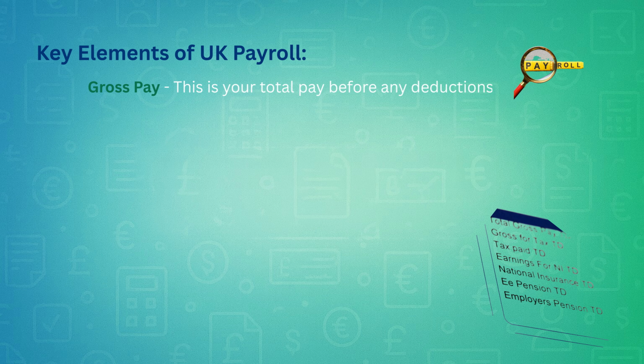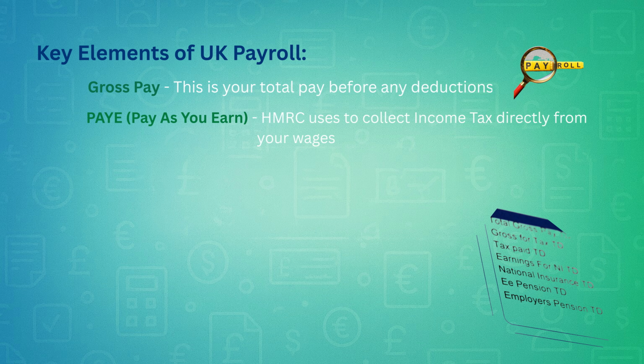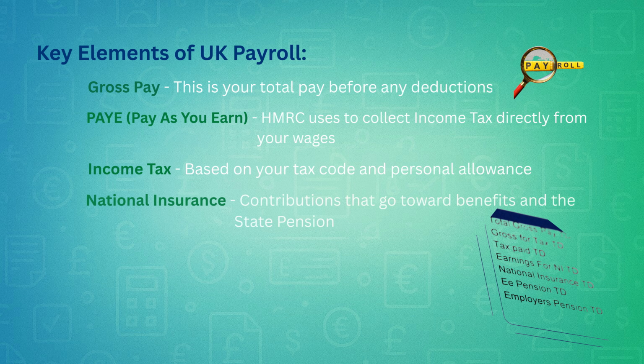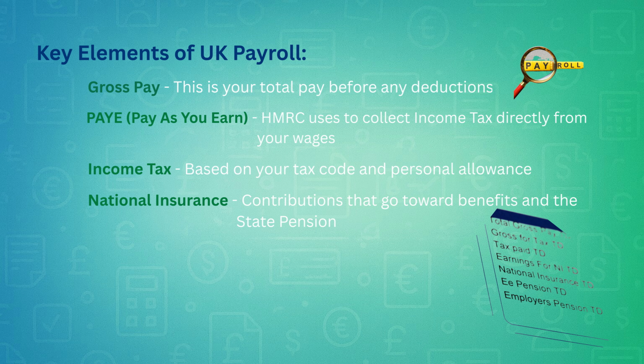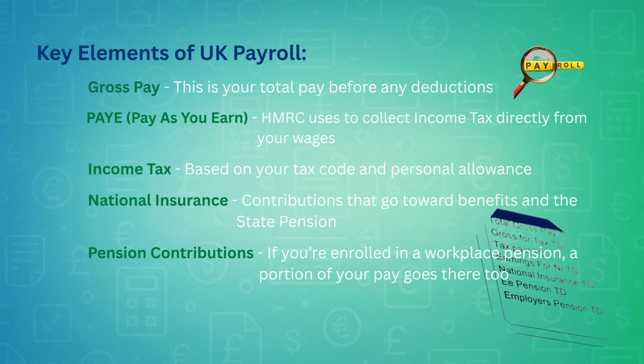Gross pay. This is your total pay before any deductions. PAYE, pay as you earn. The system HMRC uses to collect income tax directly from your wages. Income tax. This is calculated based on your tax code and personal allowance. National insurance. Contributions that go toward benefits and the state pension. Pension contributions. If you're enrolled in a workplace pension, a portion of your pay goes there too. Net pay. Finally, the net amount. This is what you actually take home after all the deductions.